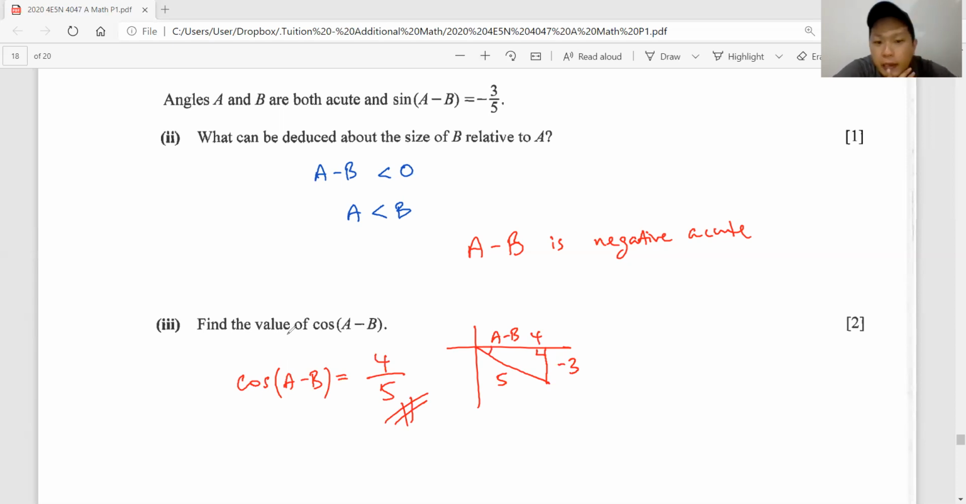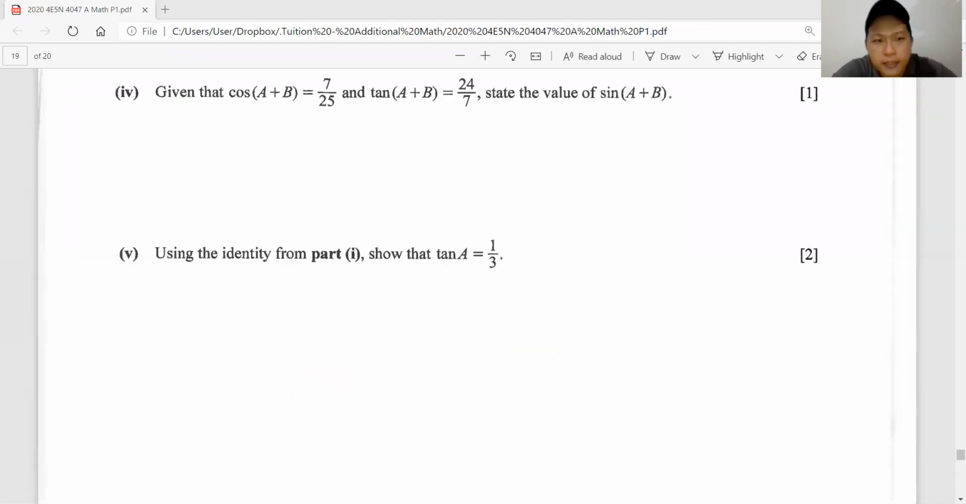Some people may ask, I got cosine equals to negative 4/5, can I not? Cannot, wrong. The answer is positive 4/5. All right, next part. Moving on. All right, part 4.